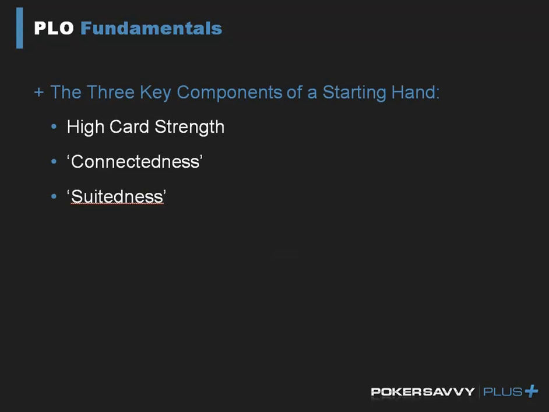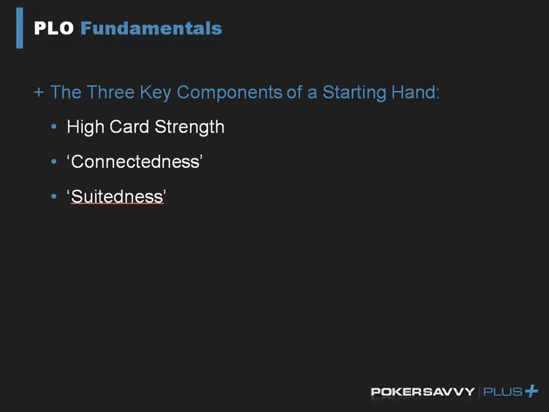Okay, so here are the 3 key components of a starting hand. High card strength, basically just the ability to flop pairs, 2-pair, sets. Connectedness, the ability to flop straights and straight draws, and suitedness, clearly the ability to flop flush draws and flushes. You can look at any given starting hand as having some combination of these 3 characteristics.